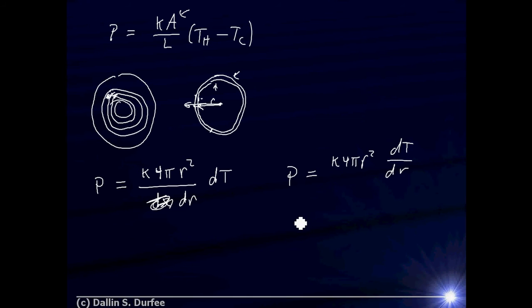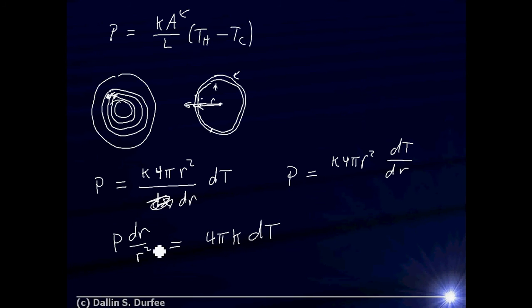And that's just a derivative. So this is a differential equation. The way I'm going to solve it is I'm going to get all the stuff with r on this side and everything with T on this side, and then I'll integrate both sides. So I'm going to multiply everything with r over to this side. It's going to be power times dr, so I multiply both sides by dr, and let's divide both sides by r squared, and that'll get that over there. And then what I'm left with on the other side is 4 pi k dT.